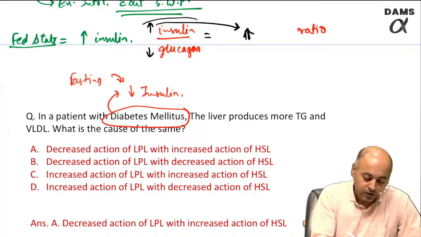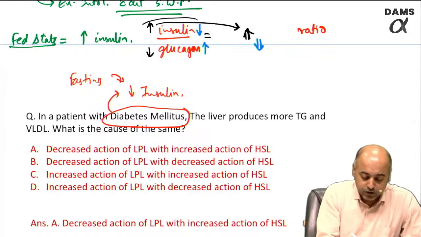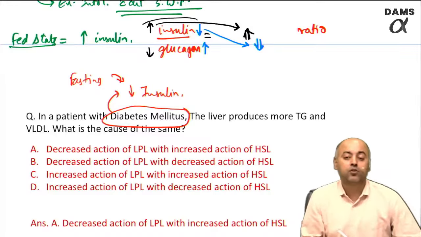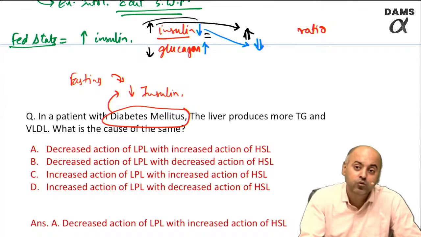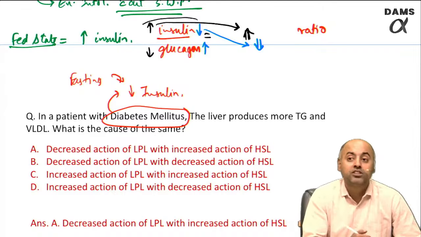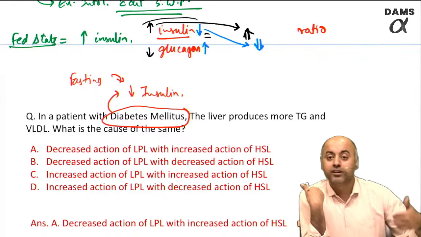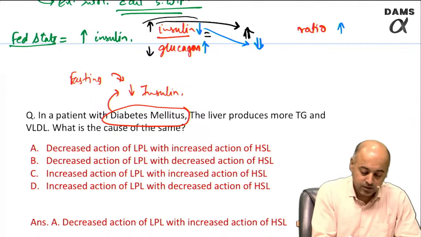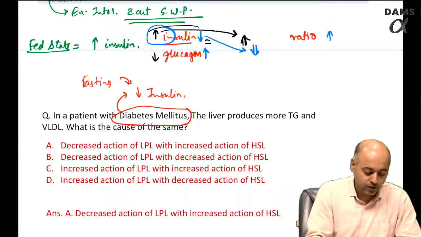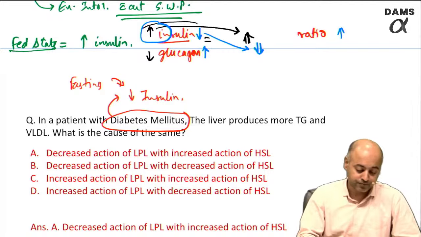On the other hand, when insulin level falls, glucagon level will rise, and the ratio will fall. So when insulin rises, the ratio rises. When insulin falls, the ratio also falls. So whenever you get the conditions of insulin glucagon ratio, you can extrapolate it to changes in insulin. If the question says the ratio is high, this means the insulin value is high. If the ratio is low, that means insulin value is low.